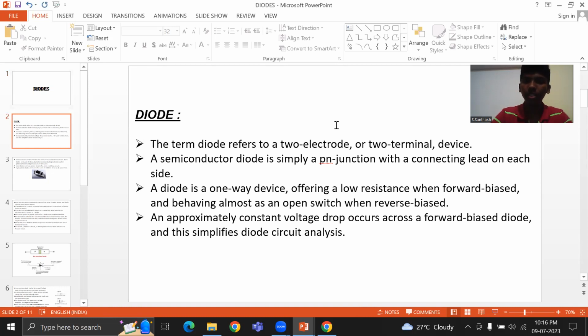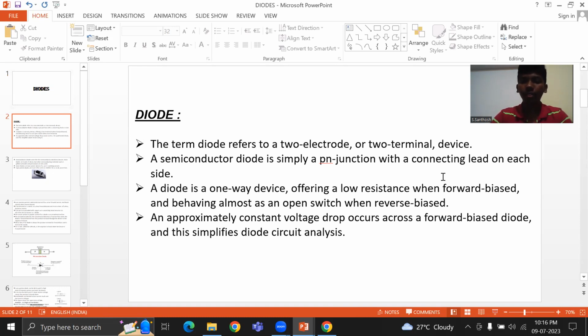A diode is actually a two electrode or two terminal device that is made up of semiconductors. It is a simple PN junction with connecting leads on each side. A diode is a one-way device, that is, it allows the current flow only in one direction, or unidirectional.